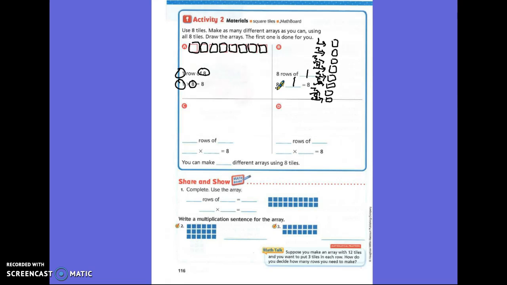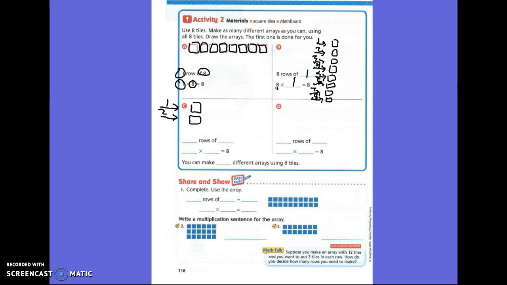Well, you have to give me how many rows? 2. You want 2 rows? You want 2 rows or 4 rows? 2 rows. Okay, so let's make 2 rows. Here's 1 row. Here's 2 rows. Okay, now I have to have 8 tiles, right? So how many am I going to put in each row to make 8 tiles?